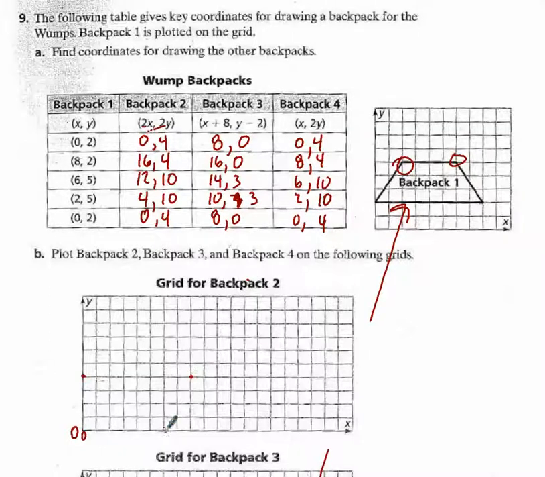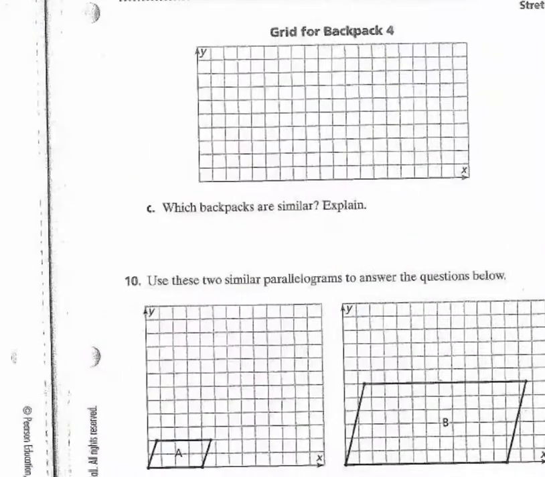So 6 is going to be here, 10 is going to be way up here. And I can tell already that this backpack, this angle here is much steeper than that angle here. So here's the rest of my backpack. I've noticed that the backpack has been smushed or elongated in the vertical direction, and therefore it is not similar. It just doesn't have the same general shape and it doesn't have the same angles.